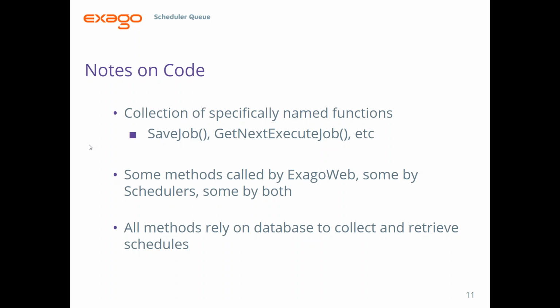Okay, so the last piece here, the code itself, we're going to dive into it. As an extensibility feature, we have some specifically named methods that will be expected. We're going to go through each of those methods. I mentioned some of those methods are called by the Exago web interface, some by the scheduler. I think there's one method that's called by both.